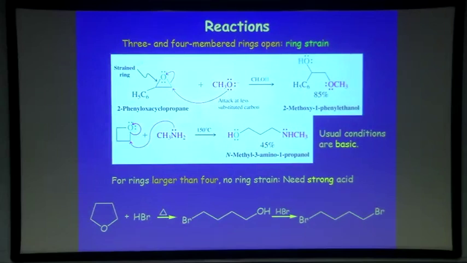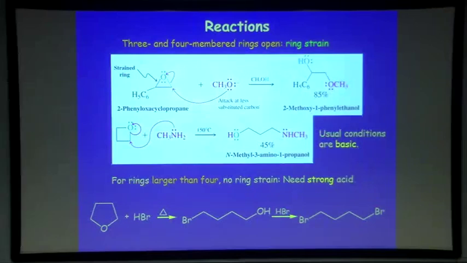There is inversion of configuration if that carbon is chiral and non-numerically defined. And so methoxide, for example, will ring open this to this methoxy alcohol. 4-membered rings we've done less, but they will also ring open, not quite as readily because it's now a 4-membered ring, not quite as strained as a 3-membered ring.